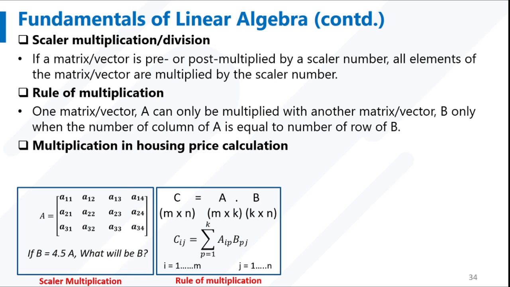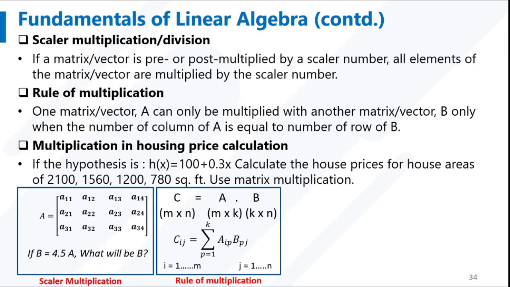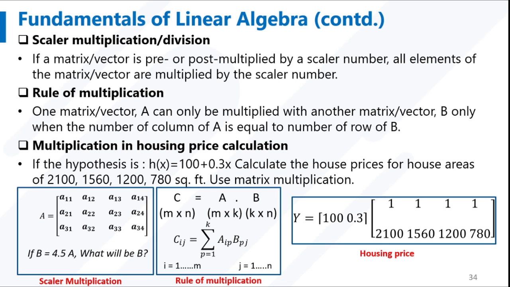So, multiplication in housing price calculation. In this illustration, we will see the application of matrix multiplication. If the hypothesis is h(x) equals 100 plus 0.3x, calculate the house prices for house areas of 2100, 1560, 1200 square feet. Use matrix multiplication. So the result will be like this.